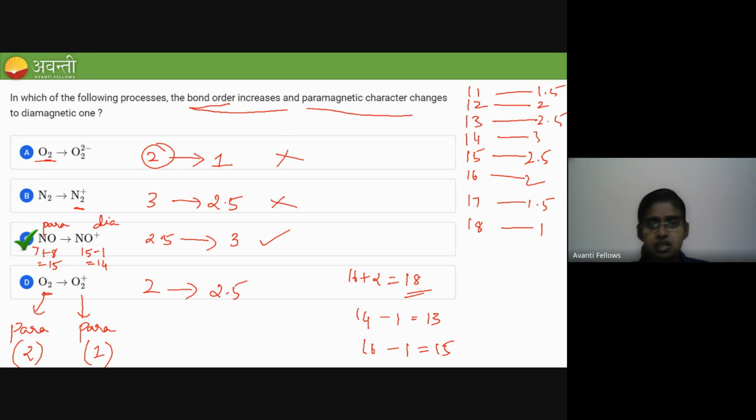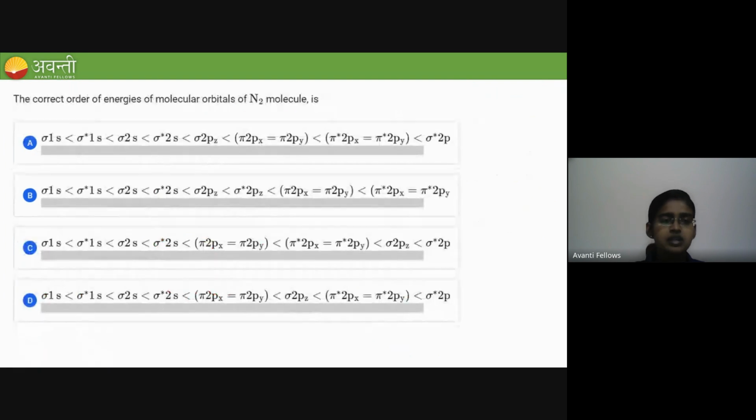Now let's move on to one more question. The correct order of energies of molecular orbitals of nitrogen is... When I was discussing the molecular orbital energy level diagram with you in the last class, I discussed it for nitrogen, where electrons are filled in the increasing order of the molecular orbitals. So option D will be the correct answer. You can check this with the MO diagram of N2. This is the increasing energy level order.